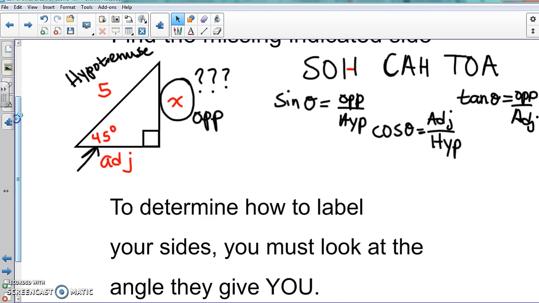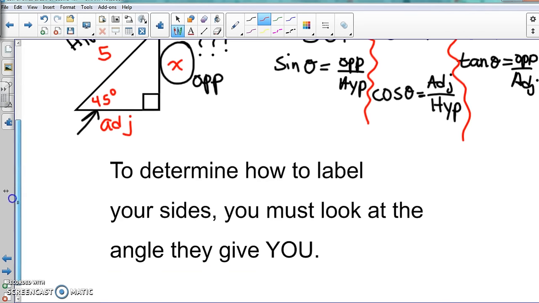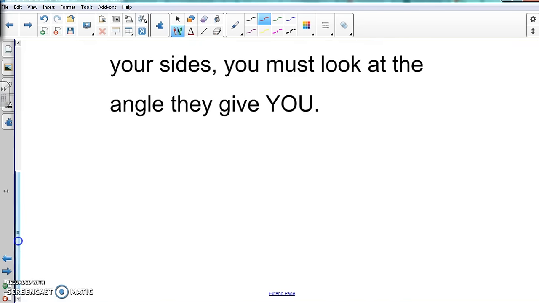If we're trying to figure out which to use, the sine, the cosine, or tangent, look at what we need. We have the opposite side, and we're looking for the hypotenuse, not the adjacent side. Which one of these deals with the opposite and hypotenuse? Sine. So with this problem, we're dealing with sine.